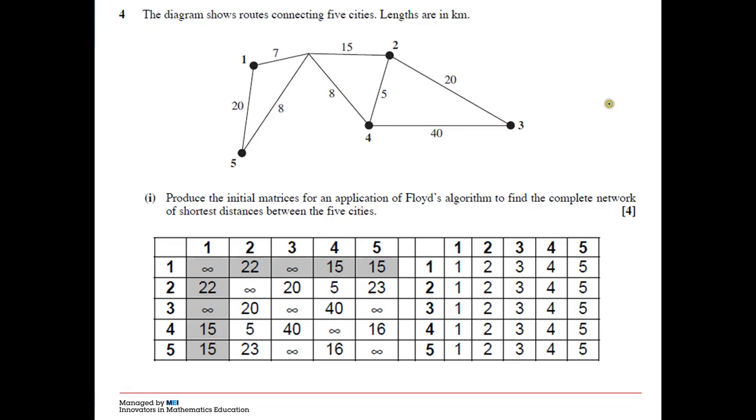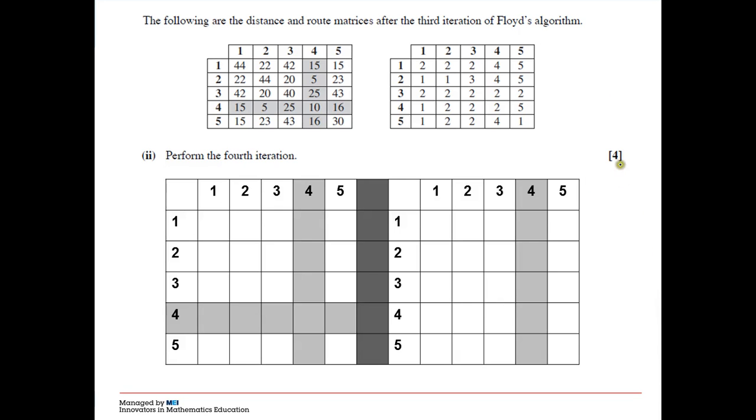So then on the next page I've done it nicely typed out just so that you can see it, in case my handwriting's too scruffy. And then the question moves on and says to us, after the 3rd iteration we get these 2 matrices, and you're asked to perform the 4th iteration.